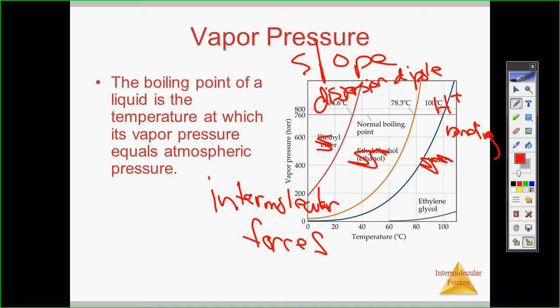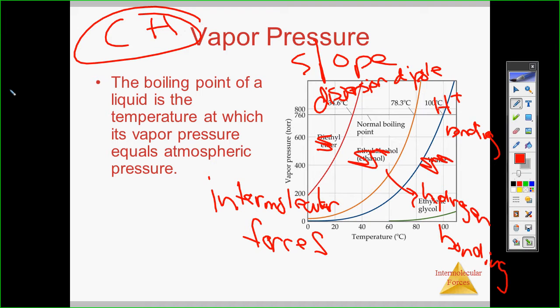It's just a nice little review. We do know that water does have hydrogen bonding, but we also know that all alcohols, so this ethanol here, have hydrogen bonding too. All alcohols have hydrogen bonding. All linear hydrocarbons, with just C and H, what are we going to have? Dipoles. Just CH. Dipoles.